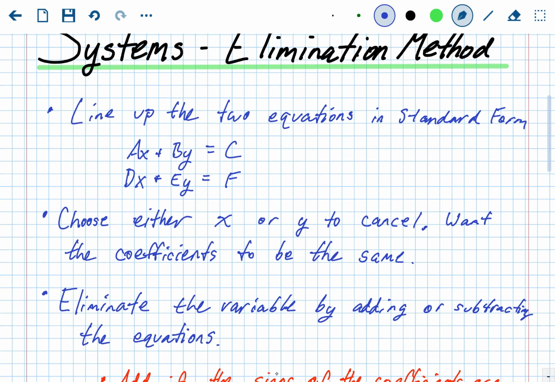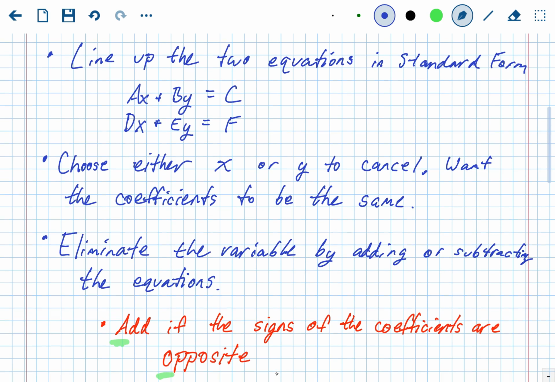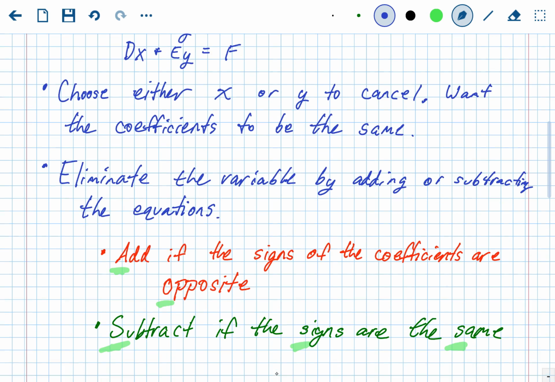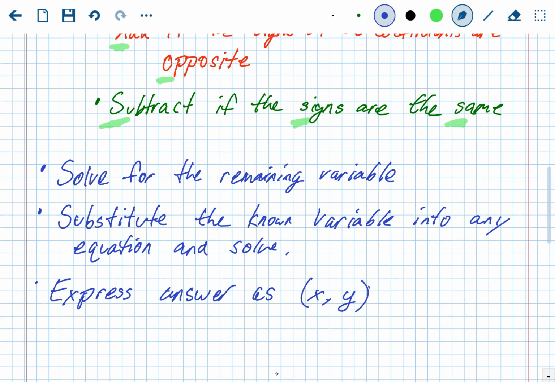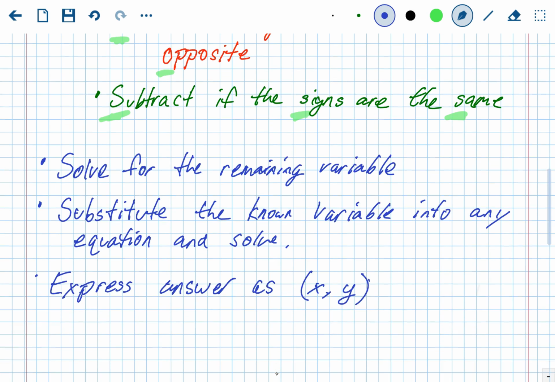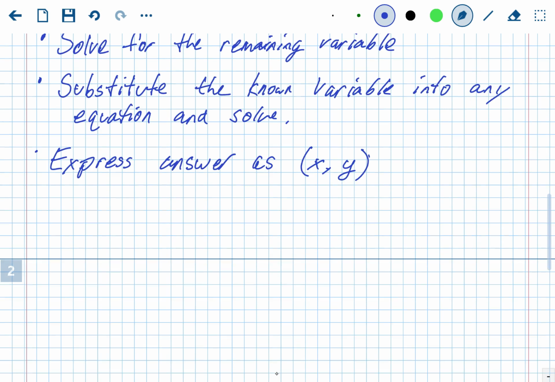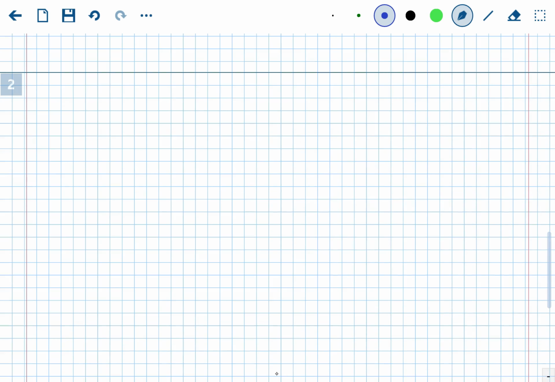So line up, make sure your equations are lined up. A lot of times they already will be. Pick what you're going to cancel, x or y, depending on if the numbers in front are the same. Eliminate the variable by adding or subtracting. If they have opposite signs, you're adding. If you have the same sign, you're subtracting. Again, the sign refers to the number in front of the variable. Solve for the remaining variable, substitute back in, and then solve for the last variable. So let's look at a couple examples.